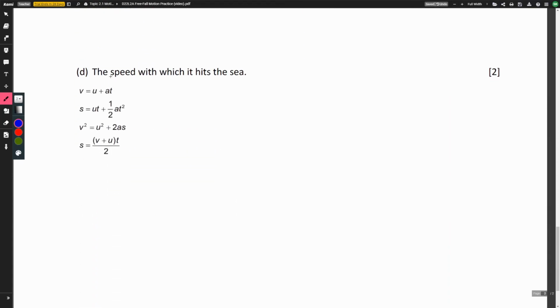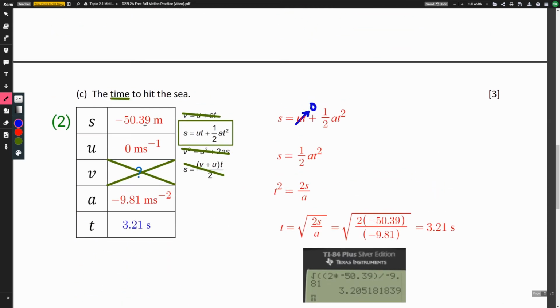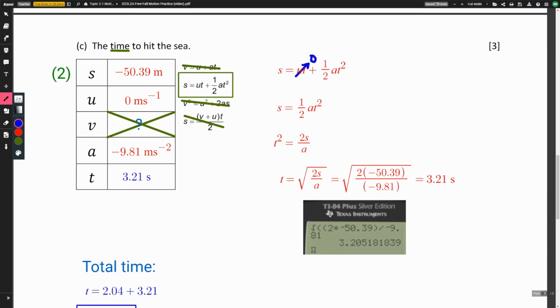The last question says, find the speed with which it hits the sea, meaning that this quantity that we were missing for part C is now the quantity we want to find. And we can now use any equation we want because we know everything except for the thing we're looking for. We could use whatever equation has a V in it.